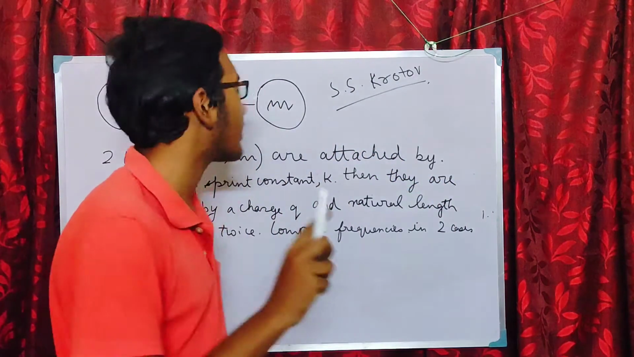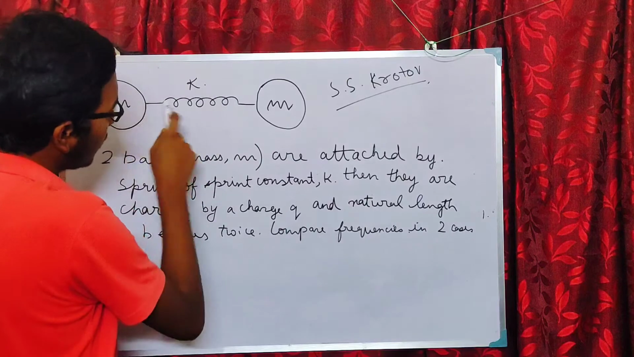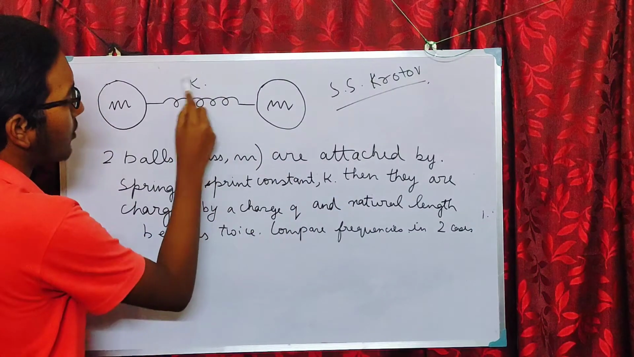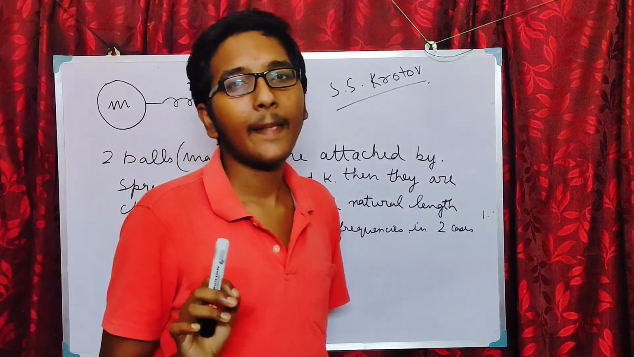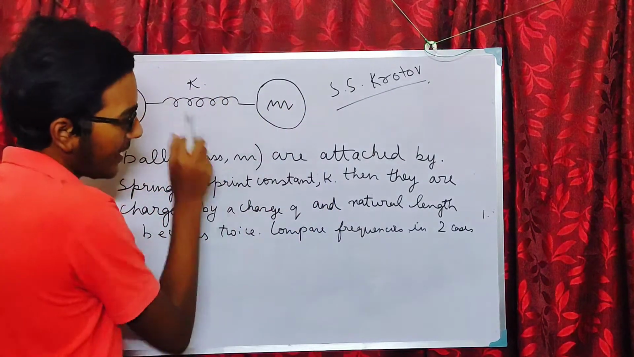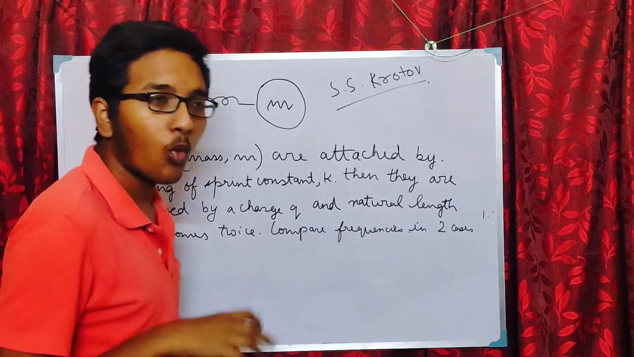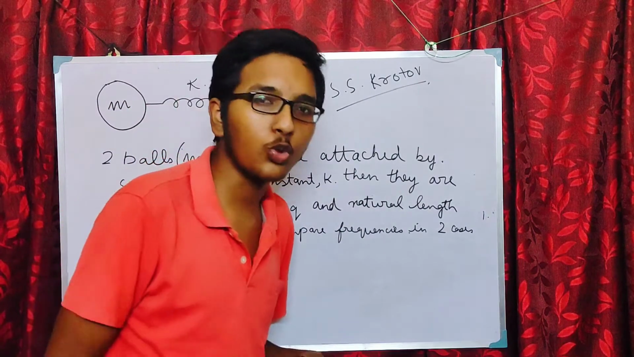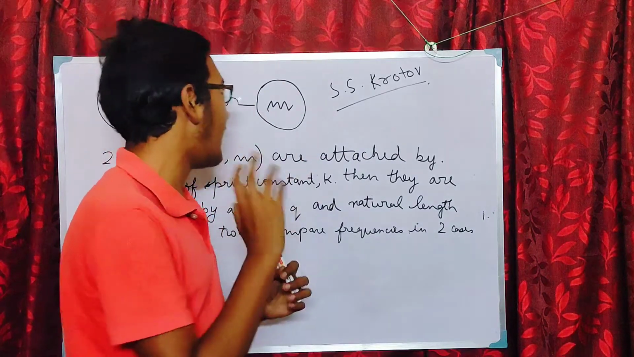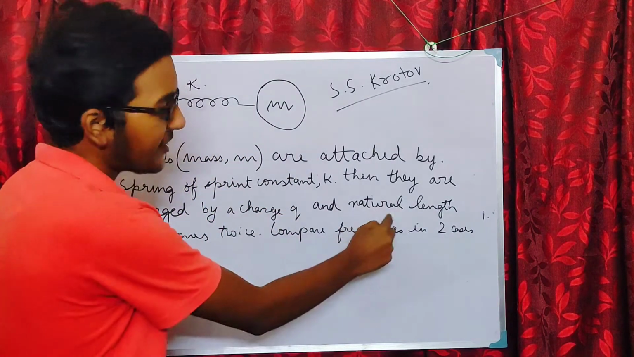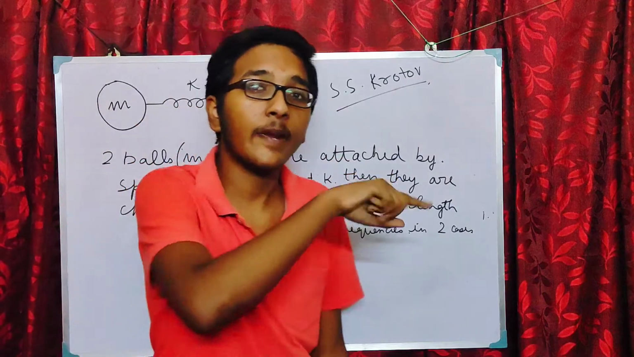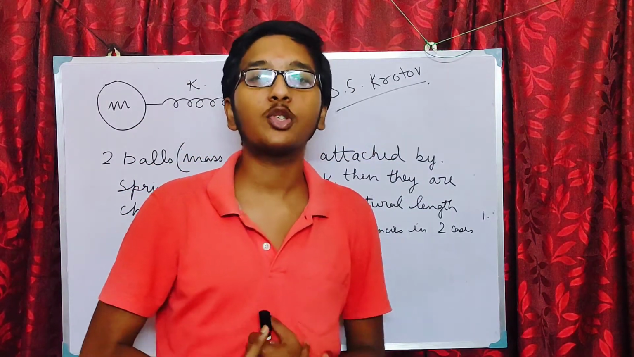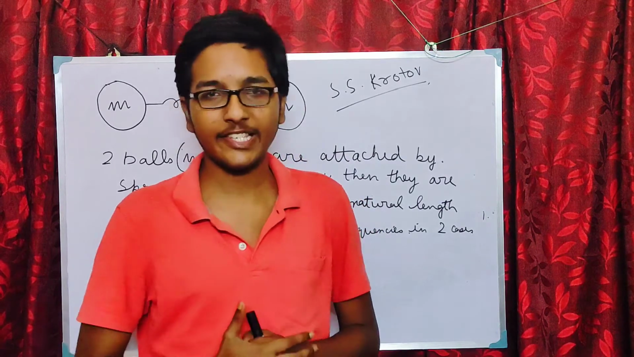Let me explain the question first. Two identical balls of mass m are connected by a spring of spring constant k. Then it would oscillate, and now both of these are charged to a charge q. After that, the natural length of the spring becomes twice. Now we have to compare the frequencies in both the cases.